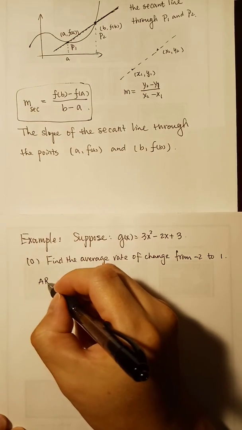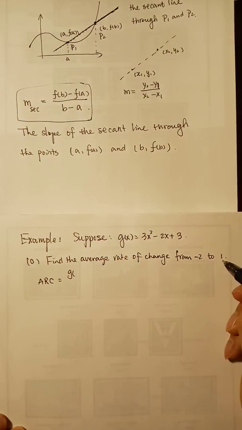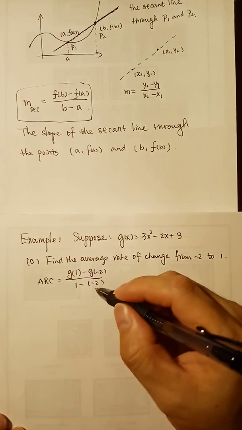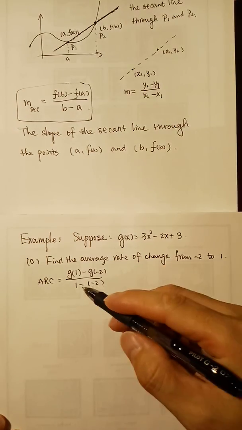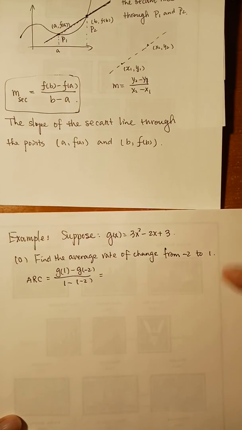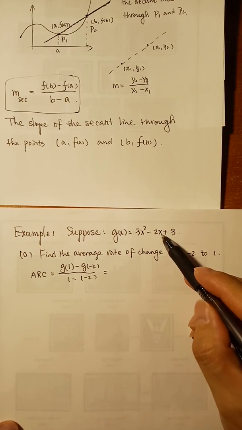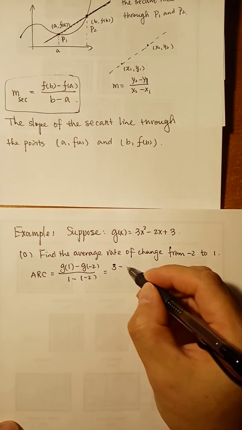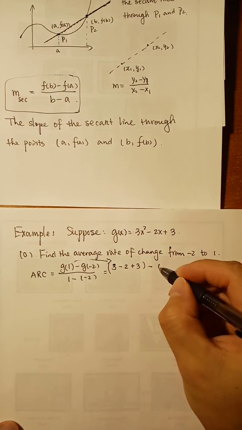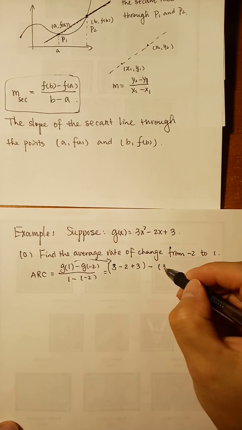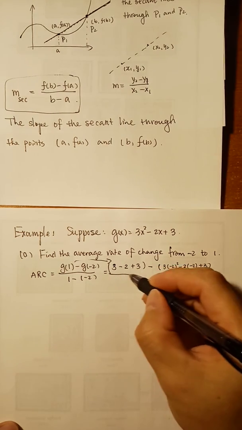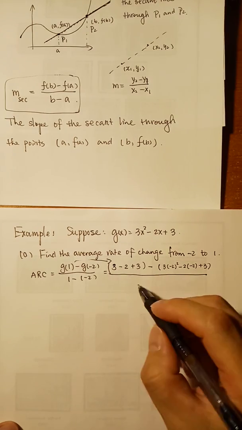So the average rate of change, by definition, of g from a to b is g of b minus g of a over b minus a. Remember, it's always subtraction. So 1 minus negative 2. After the formula, let's evaluate. G of 1: every place where you have x, it is 1. So you get 3 minus 2 plus 3. Minus g of negative 2, which is a little bit more complex: 3 times negative 2 squared, minus 2 times negative 2, plus 3. Denominator: 1 minus negative 2 is 1 plus 2, which is 3.